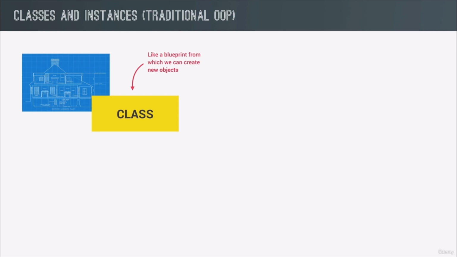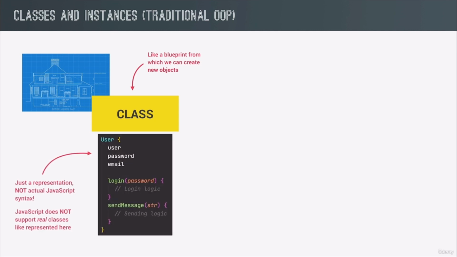However, from that blueprint, many real houses can then be built in the real world. And with classes, it's just the same. So let's take a look at this fictional user class as an example. And I say fictional because this is not actual JavaScript syntax, okay? Because JavaScript does not actually support real classes like I'm explaining here.